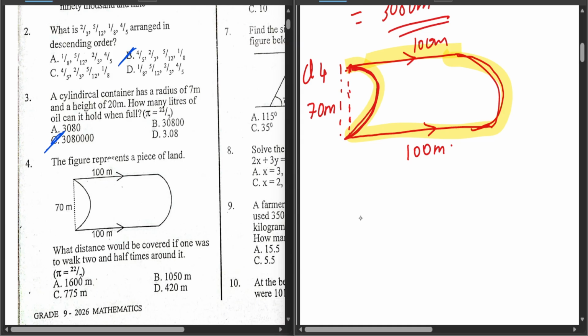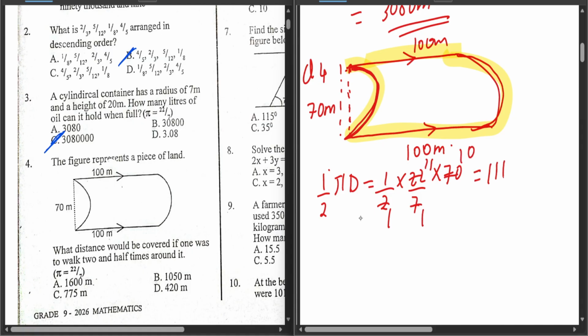Okay, now let's calculate this part here. And how do you find this part? This is the length of an arc that is a semicircle. So the length of that arc is given by 1/2 pi d. So 1/2 times pi, which is 22/7, times your diameter being 70. By 2, 1 by 2; 11 by 7, 1 by 7; 10 gives you 110.